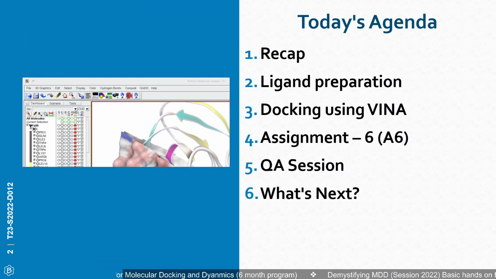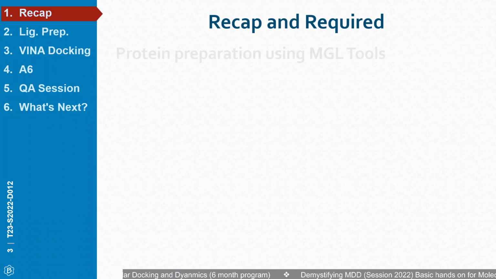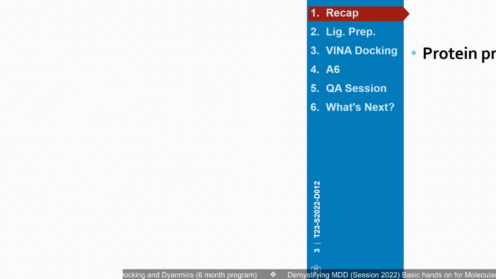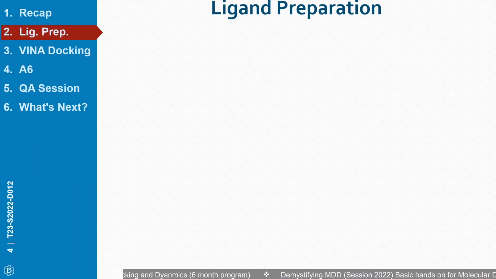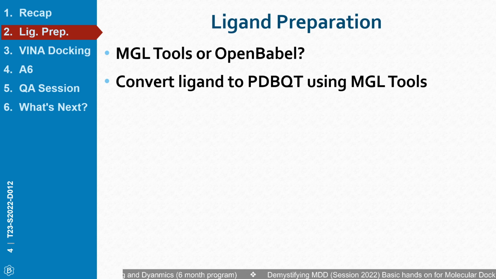Ligand preparation for Vina is what I will be explaining, which I was not able to explain due to a network problem. Earlier we already did protein preparation. So in this session we will be using MGL Tools for the preparation of the ligand, and the ligand and protein should be in PDB format so that we can convert them to PDBQT format.